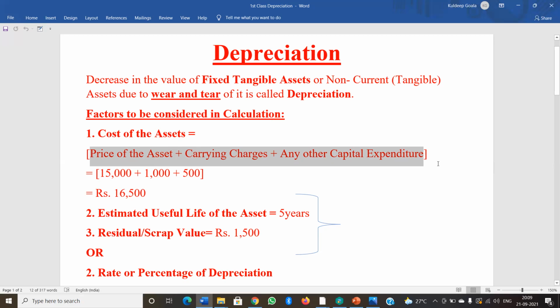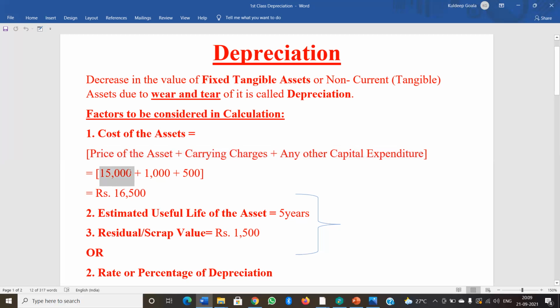Now while installing that, you need some electric connection or some extra fittings and fixtures at your home. So you have made certain expenditure on that, which costs you say around another 200 rupees. So now the price of that particular refrigerator for you will not be 10,000, rather it will be 10,000 plus 500 carrying charges plus 200 of other capital expenditure, which will bring it to 10,700. Here I have given one example.